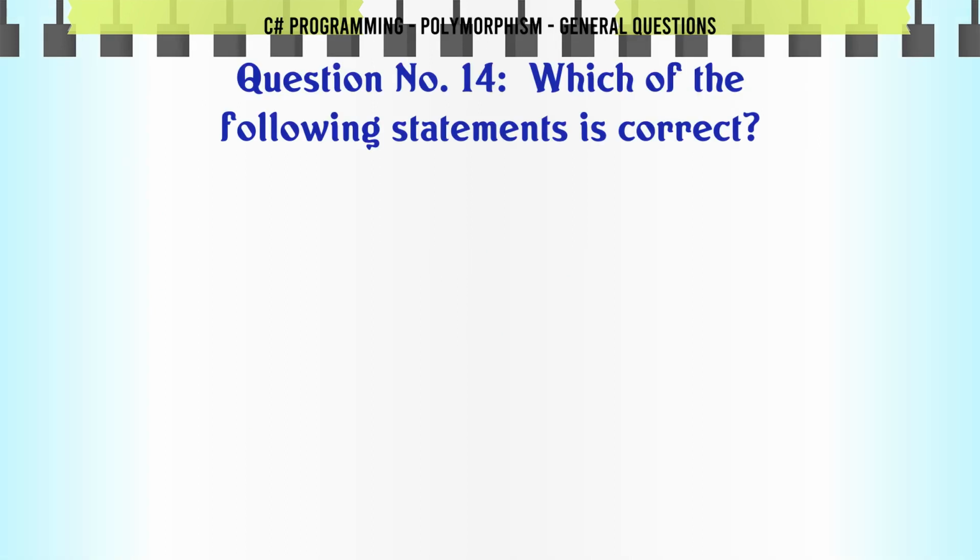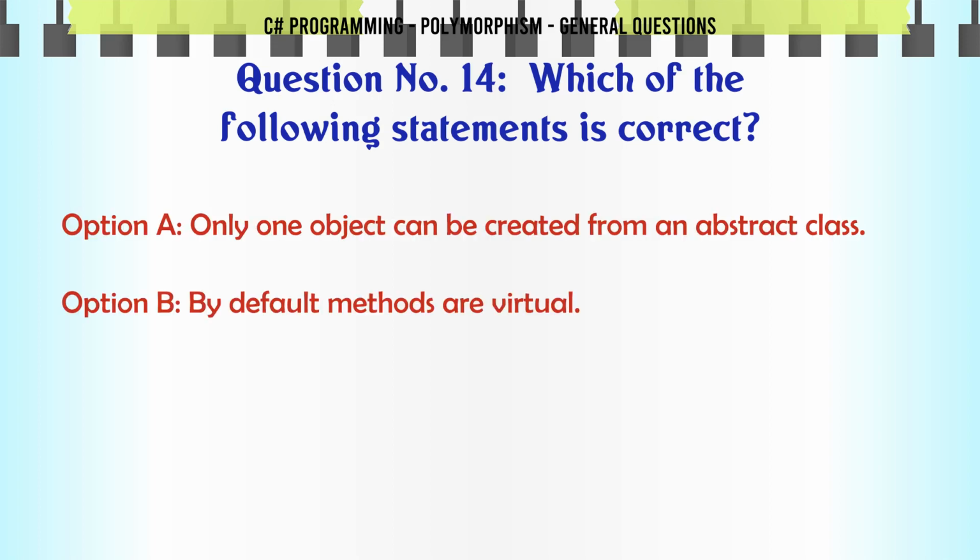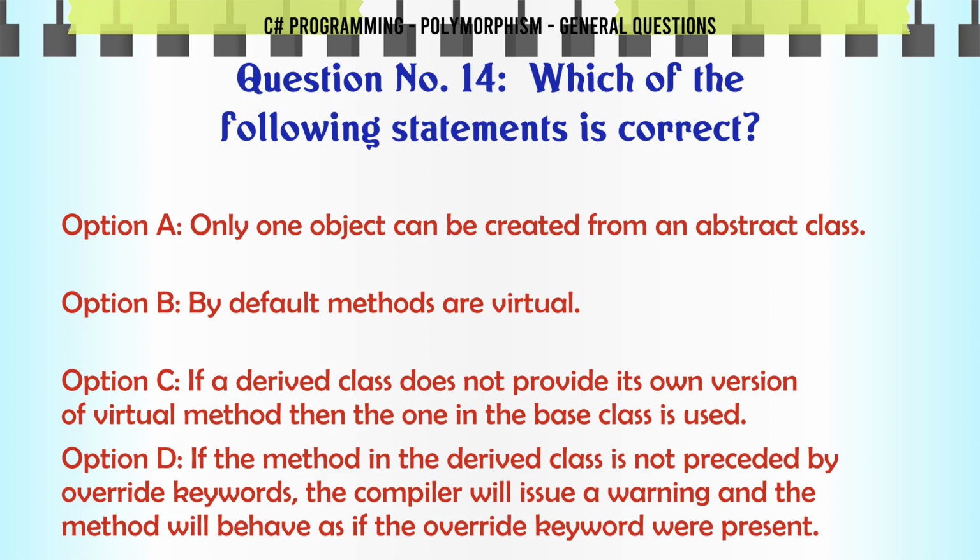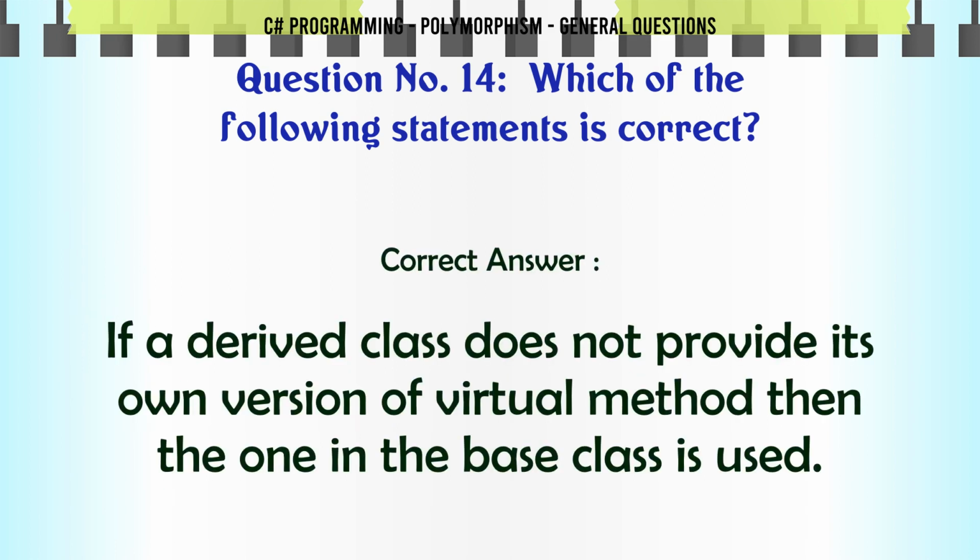Which of the following statements is correct? A. Only one object can be created from an abstract class. B. By default methods are virtual. C. If a derived class does not provide its own version of virtual method, then the one in the base class is used. D. If the method in the derived class is not preceded by override keywords, the compiler will issue a warning and the method will behave as if the override keyword were present. The correct answer is, if a derived class does not provide its own version of virtual method, then the one in the base class is used.